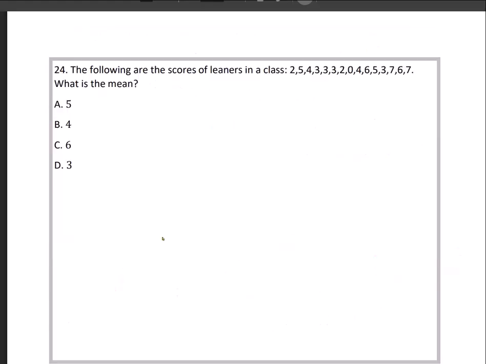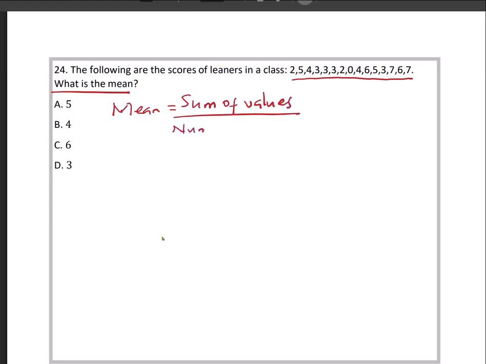Question number 24. The following are the scores of learners in the class. What is the mean? So these are the scores of the learners in this class. So I'm going for mean. Mean is equal to sum of values over number of values.